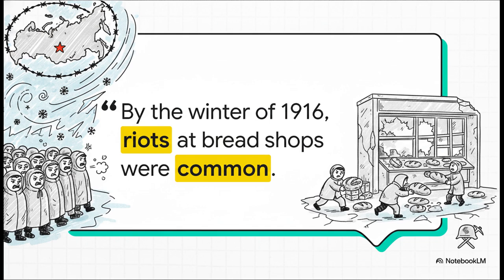This quote here really paints a picture of how bad things got. By the winter of 1916, riots at bread shops were common. People weren't just hungry anymore, they were desperate, and they were getting angry. Just imagine standing in a queue for bread in the freezing cold, only to find there is none left. That desperation turned into anger, and these bread riots became a common sight in the cities.